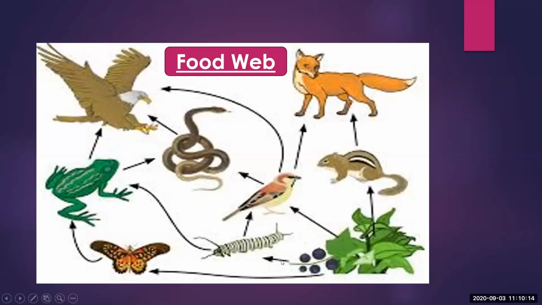Here also the caterpillar feeds on the plants. This caterpillar is eaten up by the frog. Again here the plants are being eaten up by the butterfly, and the butterfly is eaten up by the frog, and the frog is eaten up by the eagle. So you can see here 3 to 4 food chains are there, so they can form the food web. Now what is a food web? We will see what is a food web.